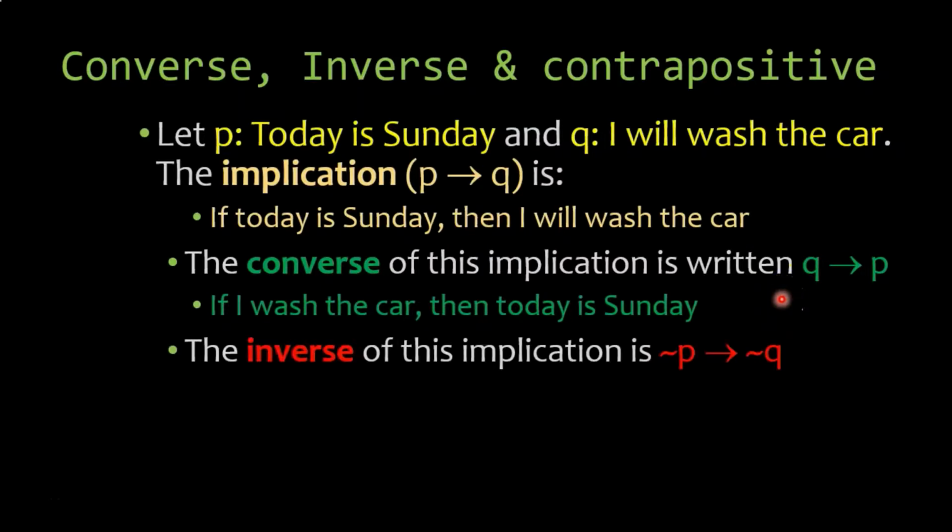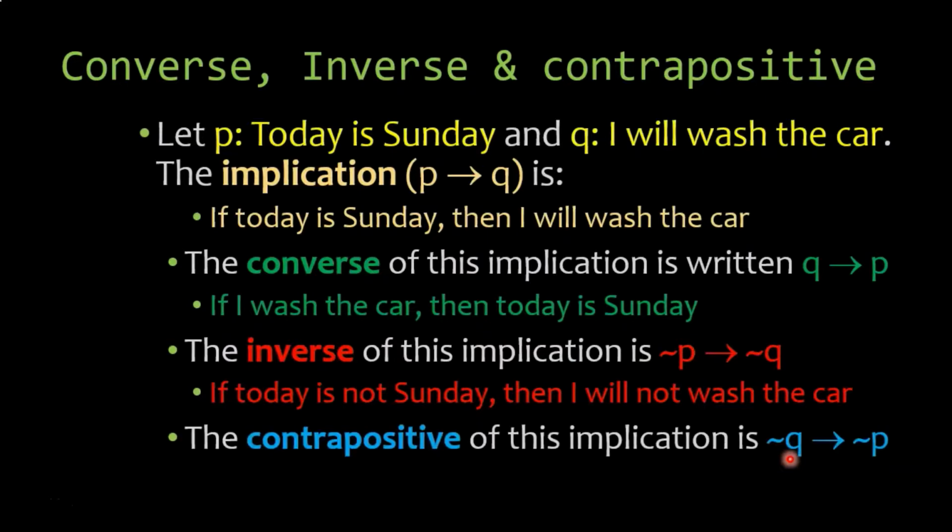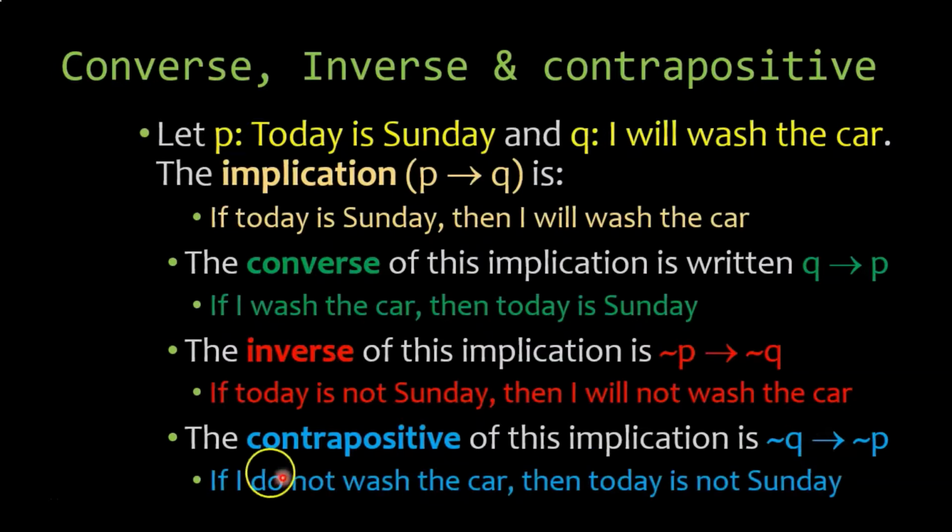The converse can be written as if Q, then P. For the inverse of the implication, we use if not P, then not Q. So the statement becomes, if today is not Sunday, then I will not wash the car. And lastly, for the contrapositive, the notation is, if not Q, then not P. So the statement becomes, if I do not wash the car, then today is not Sunday. Make sure you know the difference between the three types of implication statements.